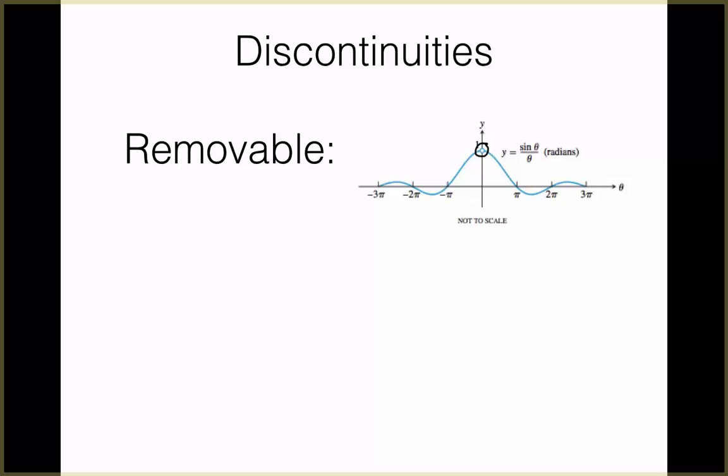So we could get rid of this discontinuity. We could remove this discontinuity by defining this function to equal 1 when theta equals 0. So you could just fill in the hole there, and you would have a nice connected graph with no holes and no breaks. So we call this a removable discontinuity. If the limit at a point exists, but there's a hole, then this is called removable.